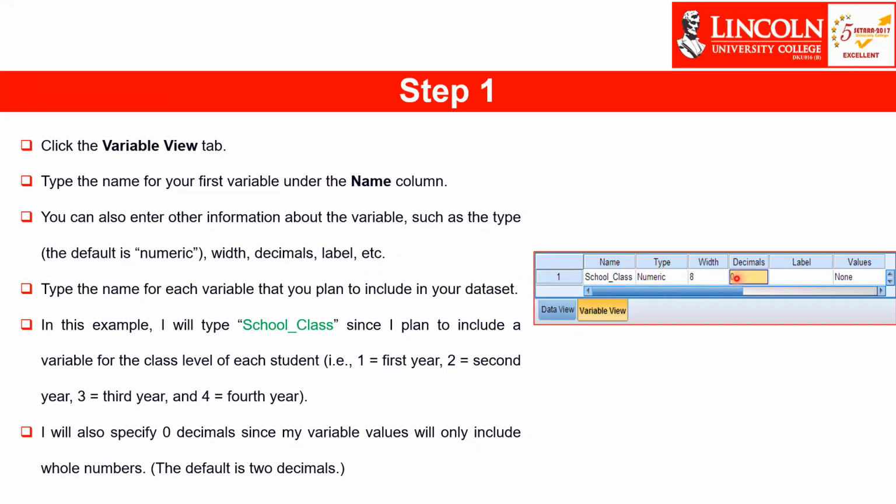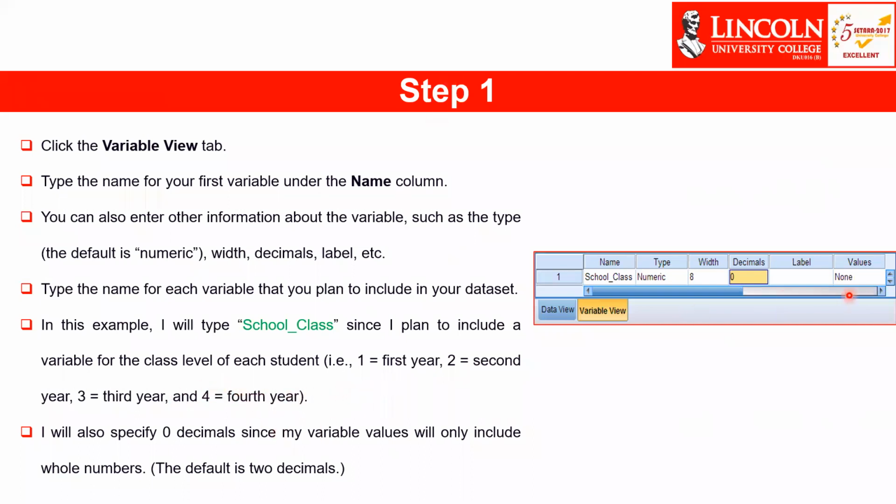Type the name of each variable that you plan to include in your data set. You can go to the next line and type the name you want. In this example, we'll type school class. Since I plan to include a variable for the class level of each student, that is 1 for first year, 2 for second year, 3 for third year, and 4 for fourth year. To do this, I just go to my values and I define this accordingly.